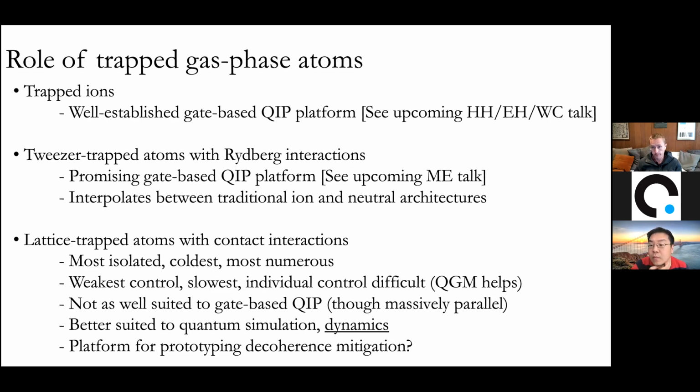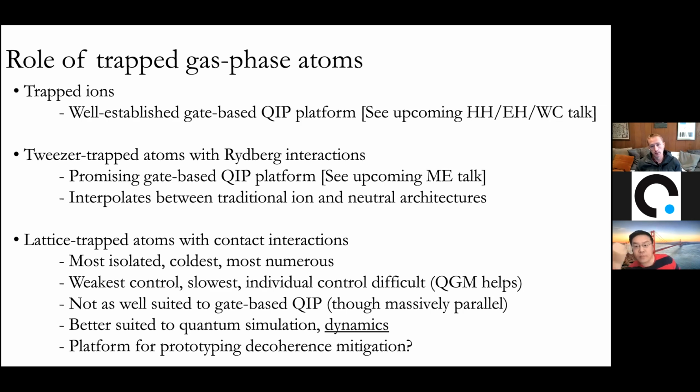So trapped ions are an extremely well-established leading gate-based quantum information processing platform. There are many companies founded based on this. And I won't say more about that because I assume that Hartmut or Eric or Wes is going to tell us all about that in a few weeks. Then for neutral atoms, tweezer-trapped atoms using Rydberg interactions are not quite as old, but also, in my view, extremely promising as another kind of gate-based quantum information processing platform. You can imagine making a computer out of these. And again, I don't want to say too much about this because it's not my personal area of expertise, and I'm sure Manuel is going to come and tell us all about them pretty soon.